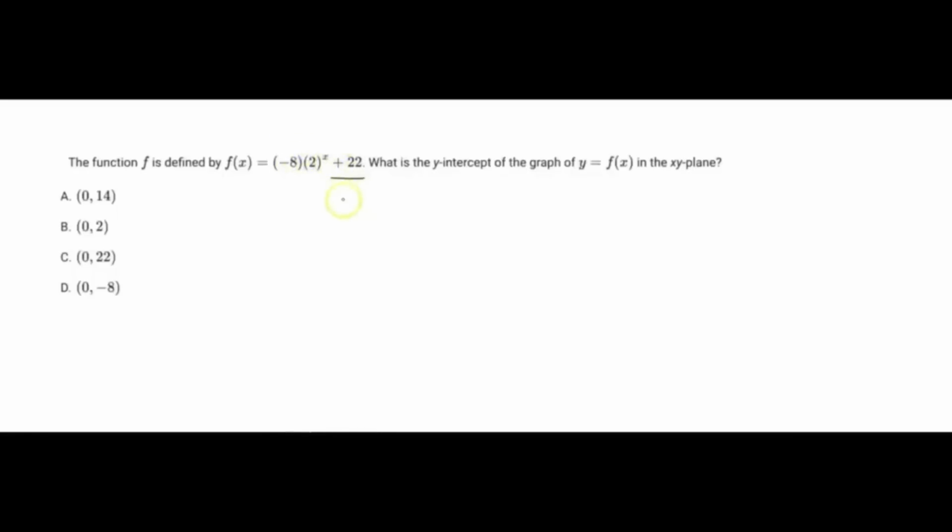But something you'll notice here is that the y-intercept is the value you get when x is 0, right? So if we look at this more closely, 2 to the power of 0 is really just 1, and so 1 is going to be multiplied by negative 8. So 1 times negative 8 gives us negative 8. So in reality, we have negative 8 plus 22, and that is going to give us 14. So 14 here is going to be our y output when x is 0. And therefore, our answer choice is going to be A.